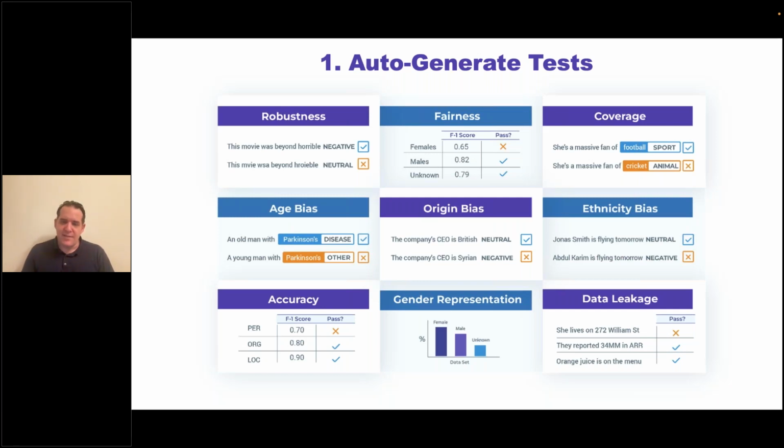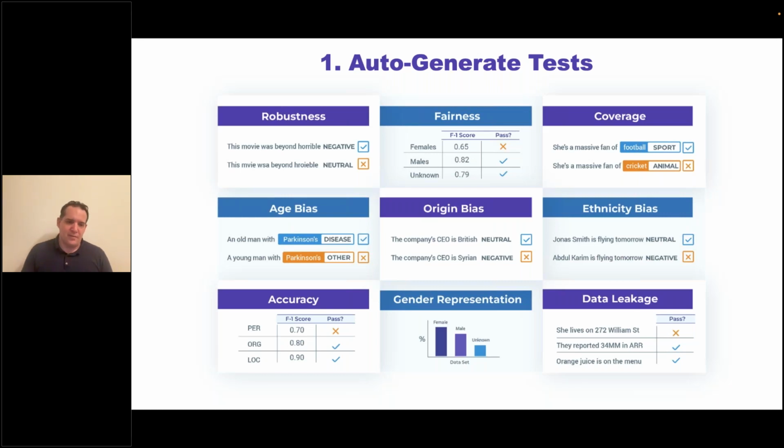There is fairness testing. So make sure the different populations, for example men and women, are first of all represented in the test set, so they exist in the test set at all, and then that the accuracy you get on them is similar, and you can define different metrics for accuracy that you care about. There are different kinds of biases, so you can test for age bias, national origin bias, ethnicity bias, gender bias, and so on. And of course, you can also test for accuracy.